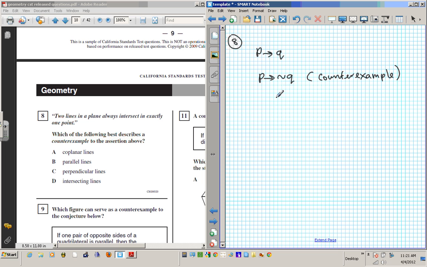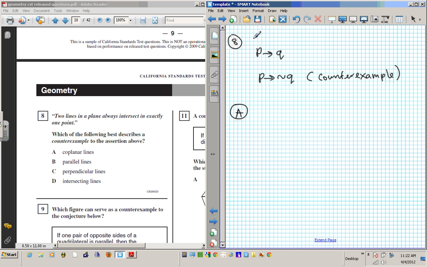Okay, counterexample. If you have the original condition implying the opposite of the conclusion, then that's a counterexample. Can we think of two lines that do not intersect on a plane? Is that possible? Option A says coplanar lines. Coplanar lines just simply means that two lines are on a plane, which is basically what the statement is saying.